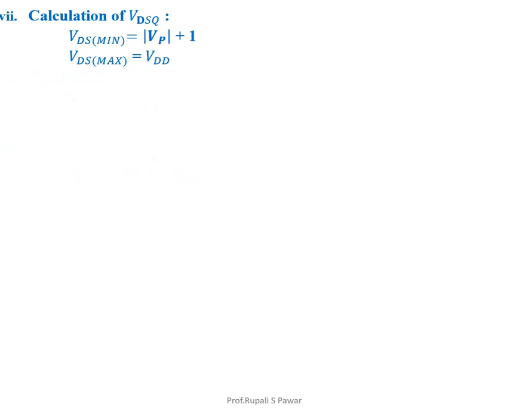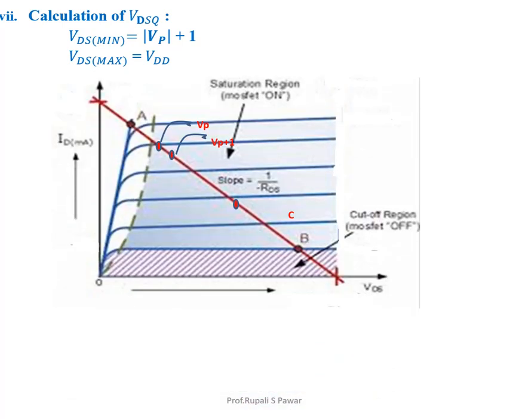Then for calculation of VDSQ, we are using the formula VDS mean as VP plus 1 and VDS max equal to VDD. Now from where has this formula come? For that, refer to the drain characteristics for FET. For transistor to work as amplifier, Q point should be located in the center of saturation region. Here the center point is shown. The saturation region has two boundaries. One is VP and another is VDD.